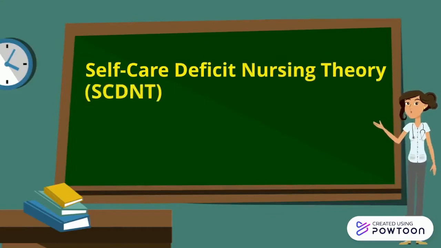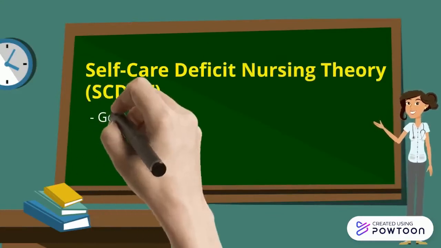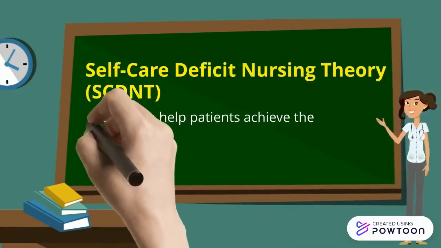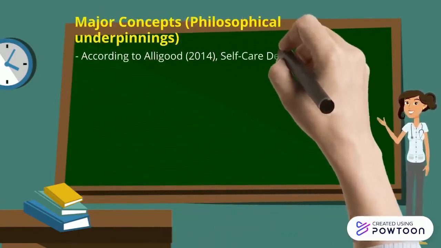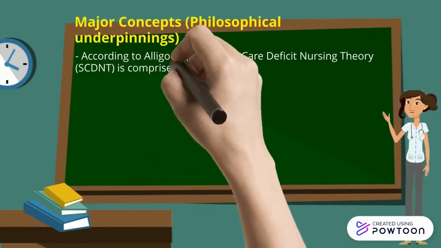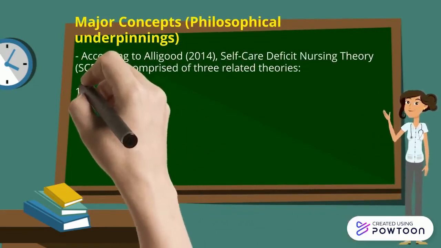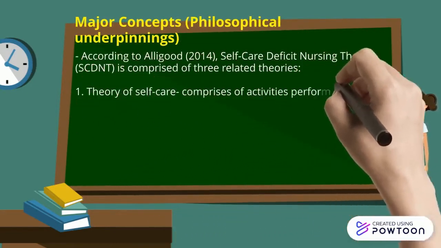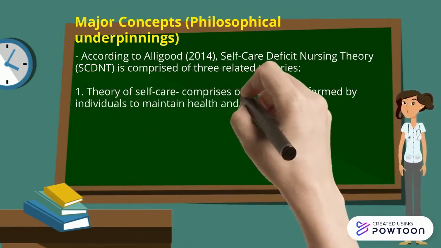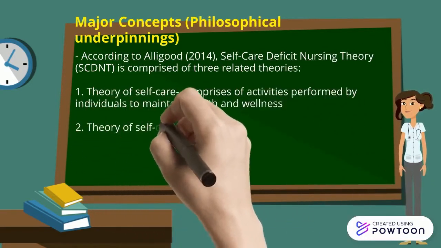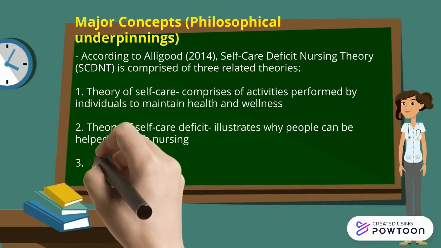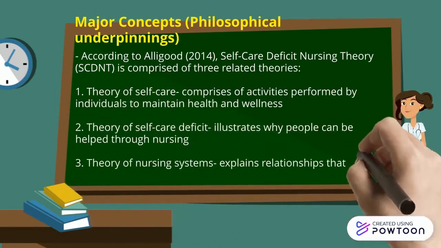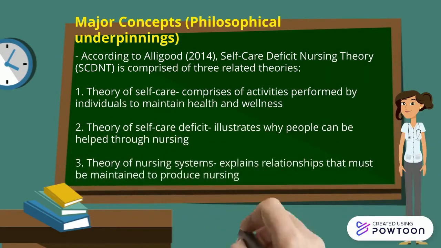Self-care deficit nursing theory's goal is to help patients achieve the appropriate level of self-care. According to Alligood 2014, self-care deficit nursing theory is comprised of three related theories. The first one is theory of self-care, which comprises activities performed by individuals to maintain health and wellness. The second one is the theory of self-care deficit. It illustrates why people can be helped through nursing.